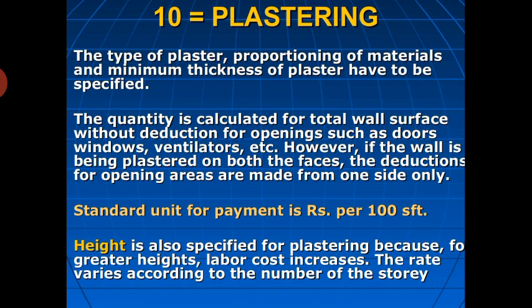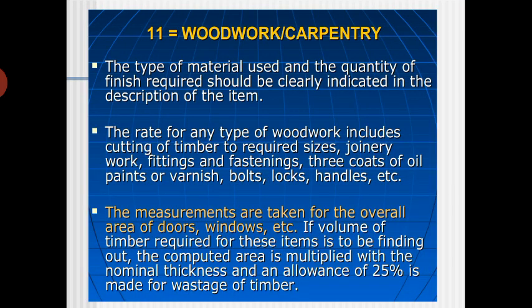Height is always specified for plastering, because for greater heights, labor cost increases. The rate varies according to the number of storeys. Wood and carpentry. The type of the material used and the quantity of finish required should be clearly indicated in the description of the item.